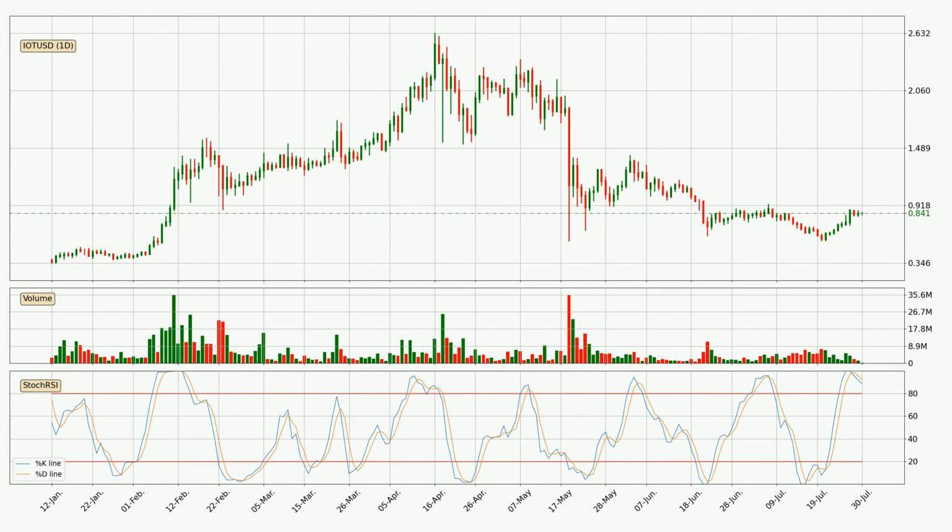Moving to the daily stochastic RSI, both the %K and %D lines are in the higher region, which means that the price is getting overbought and soon a trend change or at least some kind of consolidation could be expected. The %K line is below the %D line, which shows that the trend has shifted to the downside.